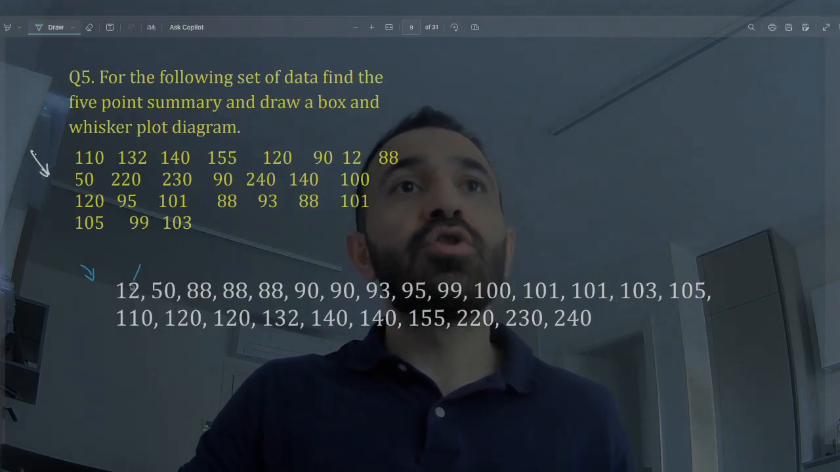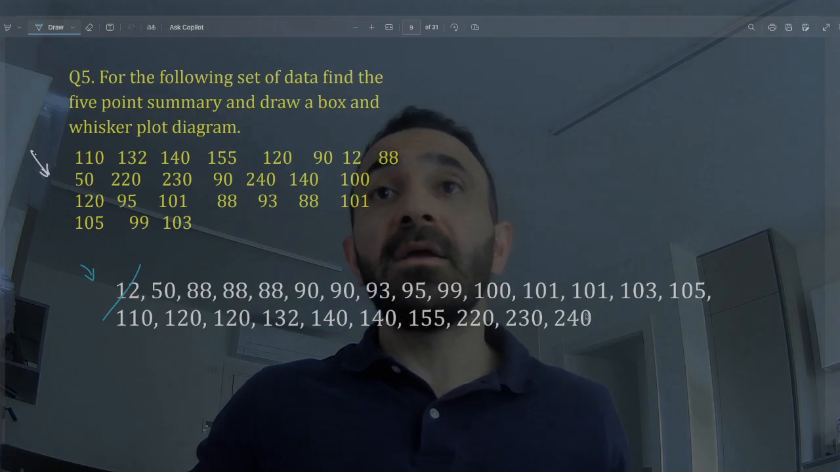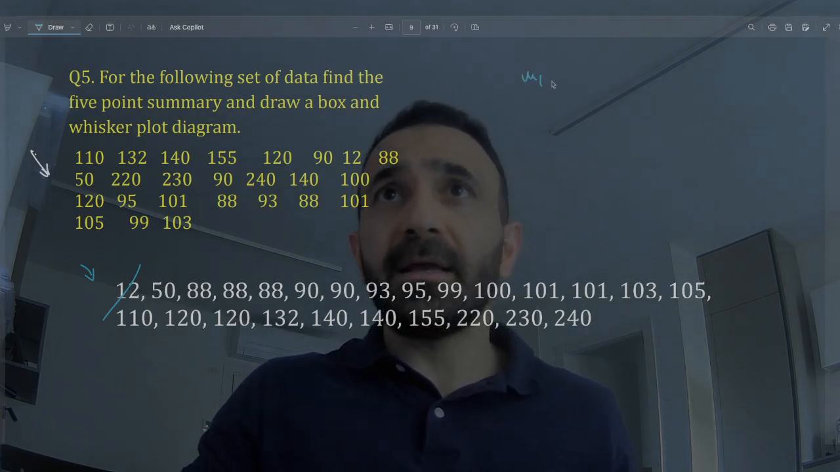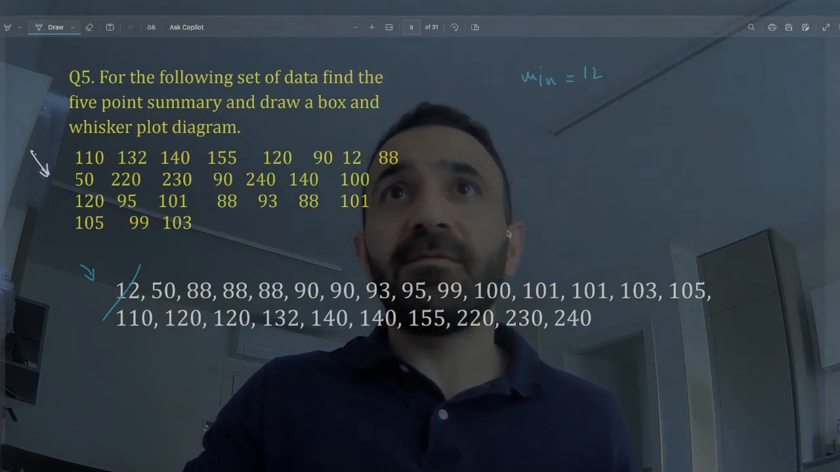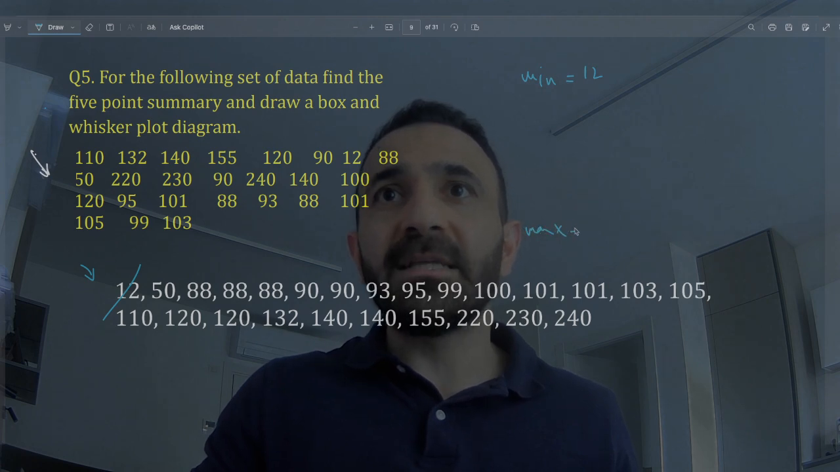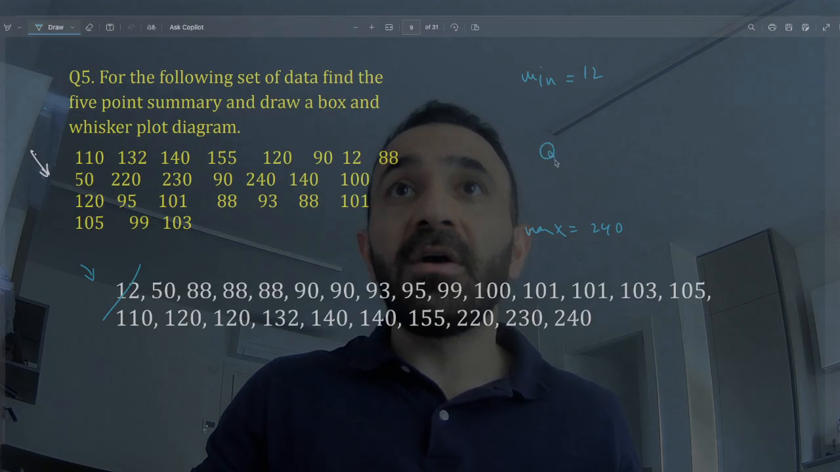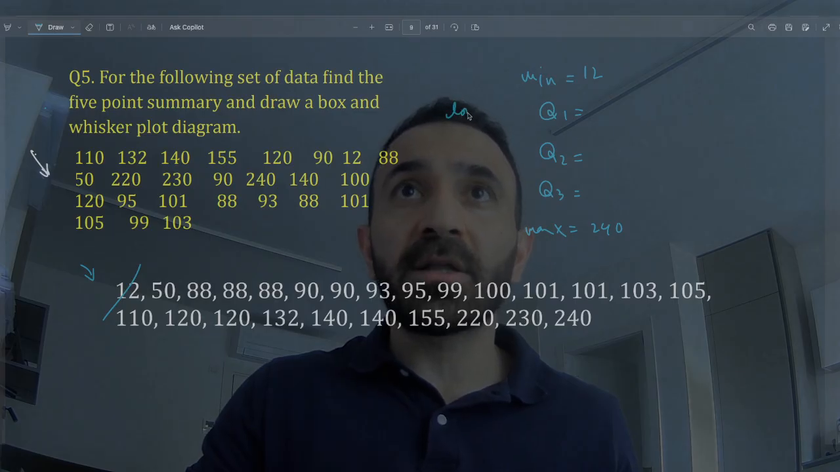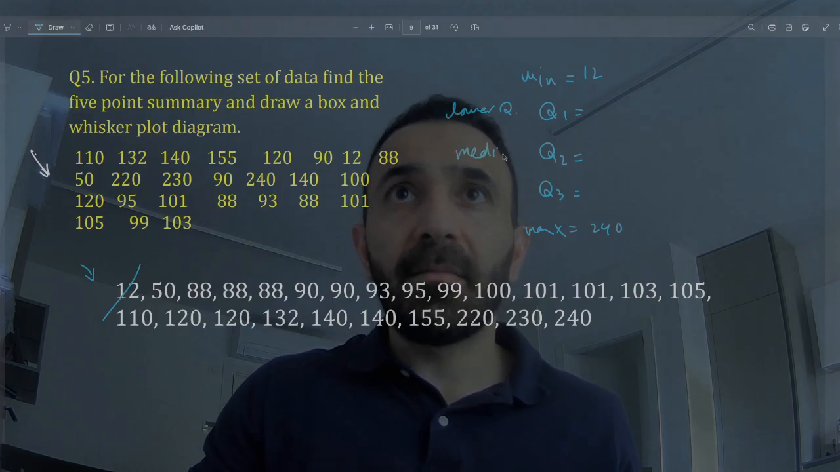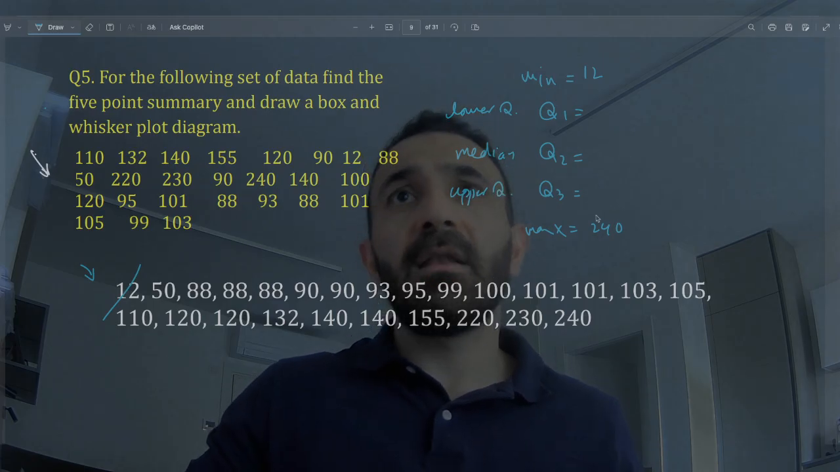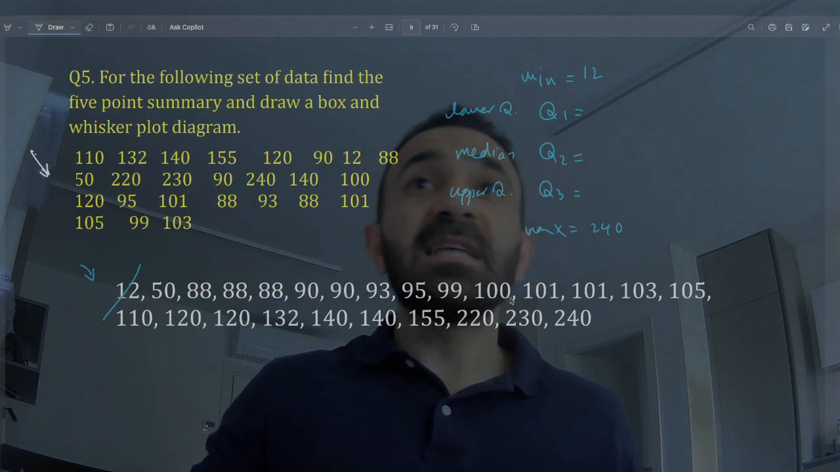Okay, so 12, we're going to find the median. The minimum value is 12. The maximum value is 240. We're going to find the median, the lower quartile, and the upper quartile. Lower quartile, median, and upper quartile.